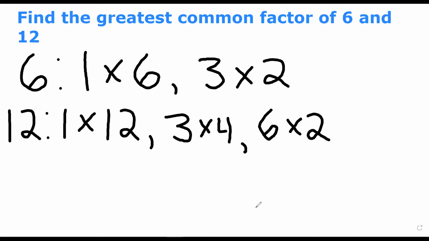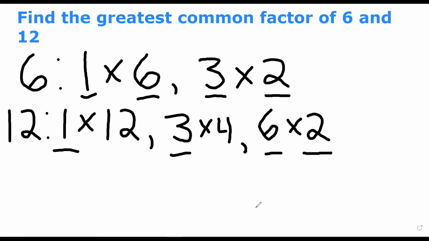Is there any more that you can think of? Once again, I think that we have found all the factor pairs for this number, so now let's compare our lists again. These lists have 1 in common. They also have 6 in common, 3 in common, as well as 2 in common.